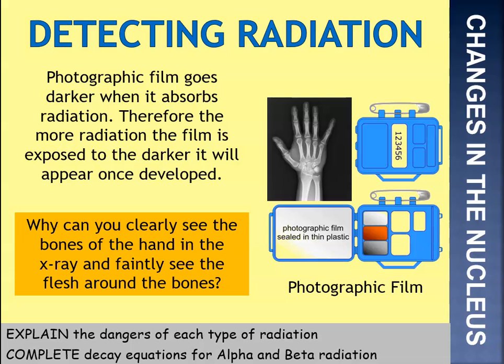Why can we clearly see the bones of the hand in the X-ray and just faintly see the flesh around the bones? Pause the video and attempt to answer that.